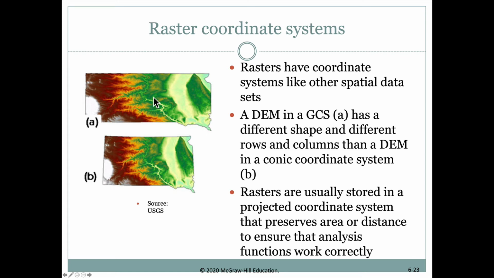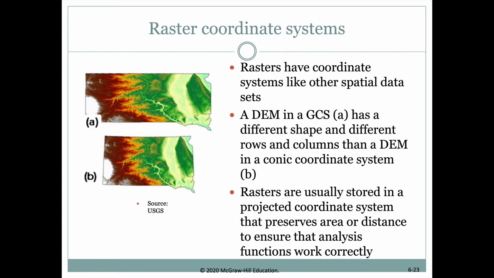So raster data, just like any other GIS data, is stored with a coordinate system that allows that spatial data to be put in its proper location. So raster data, or DEMs like this one, can have a geographic coordinate system, and sometimes these tend to straighten things out so they have this odd shape associated with them. This would be very different than this conic coordinate system that's shown here.